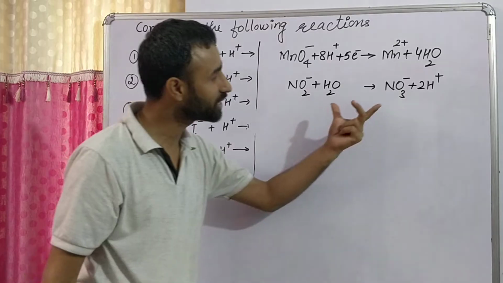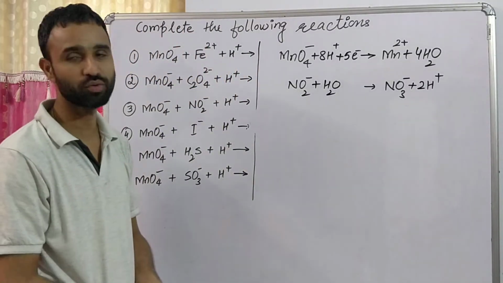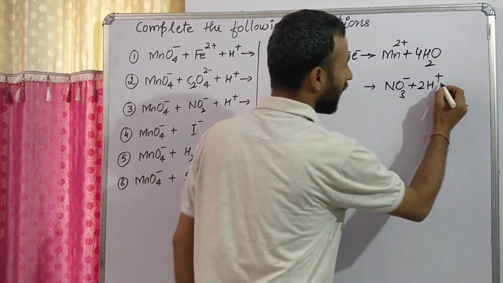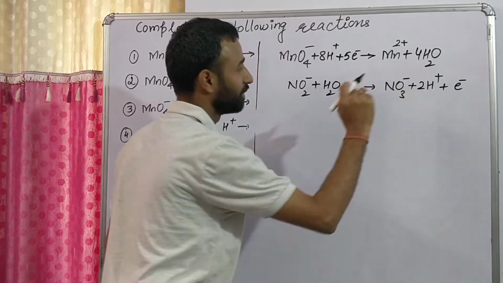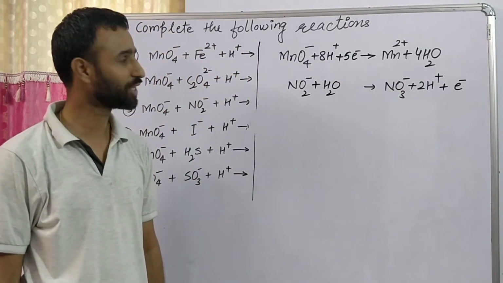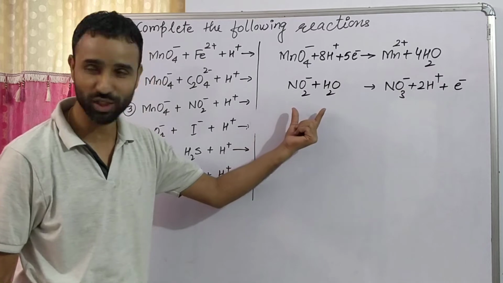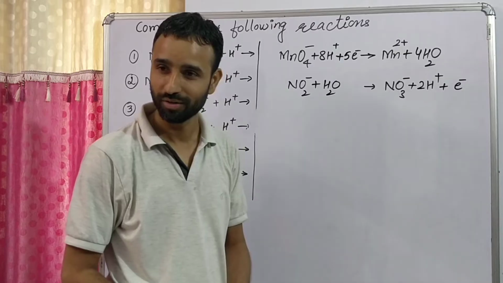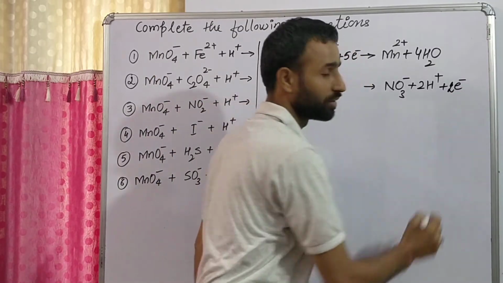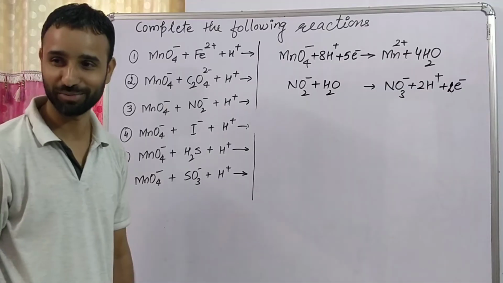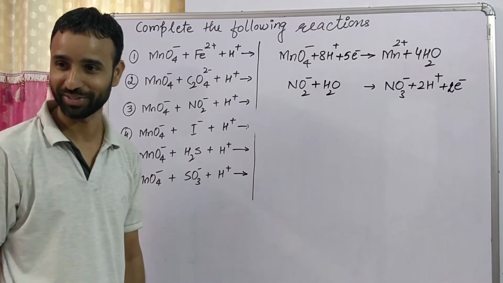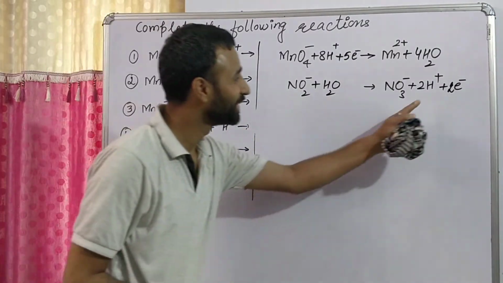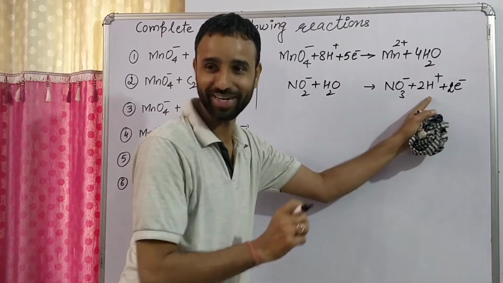Now to balance the charge, how many electrons do we have to add? One electron? If we add one electron, is the charge balanced? No. This side there is minus 1, on the other side 2 plus 2 negative, which is 0. So we should add 2 electrons. Please go through your first or second textbook so that you can learn how to add and subtract, right?